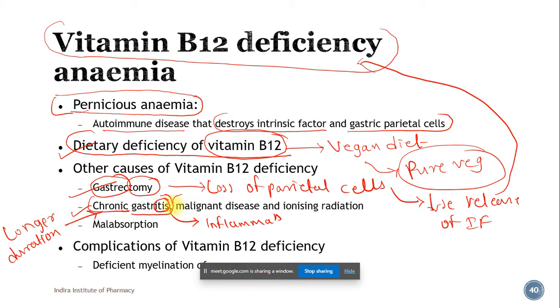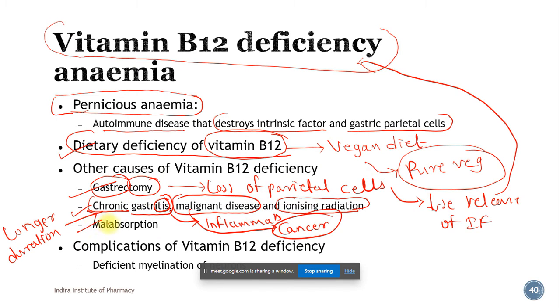The next is malignant disease. Okay, when the word malignant comes, it means cancer. Okay, when there is cancer of the stomach, it leads to the loss of parietal cells, decrease in the release of intrinsic factor, and thus vitamin B12 deficiency. The next is ionizing radiations. Okay, ionizing radiations, the X-rays, gamma radiation, and all, they are also responsible for creation of this vitamin B12 deficiency.